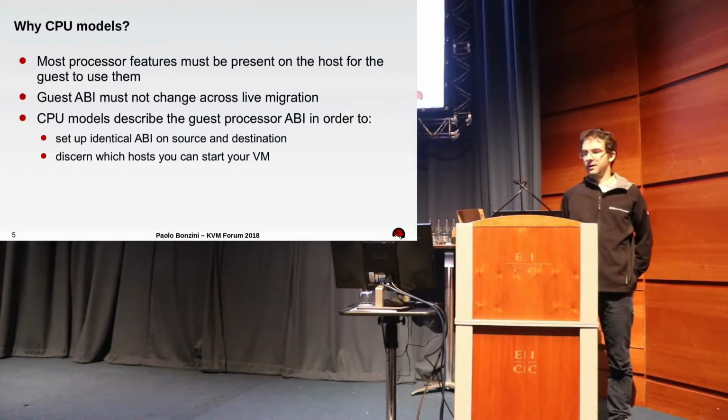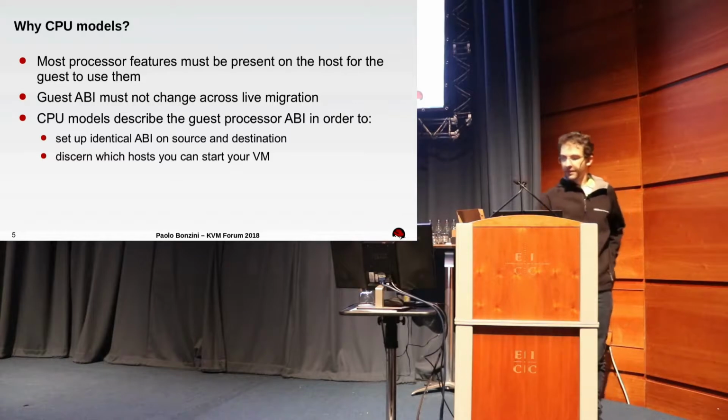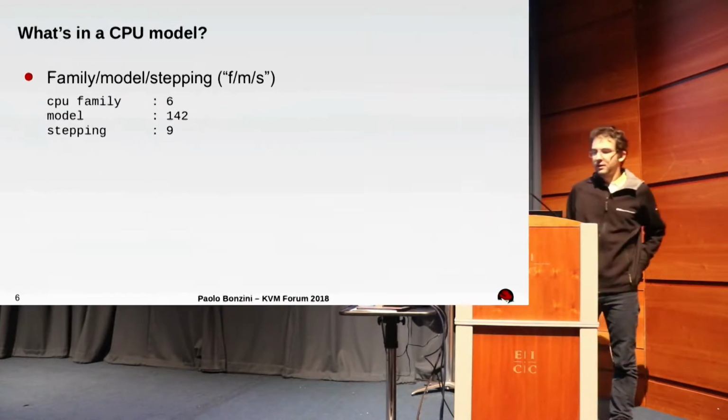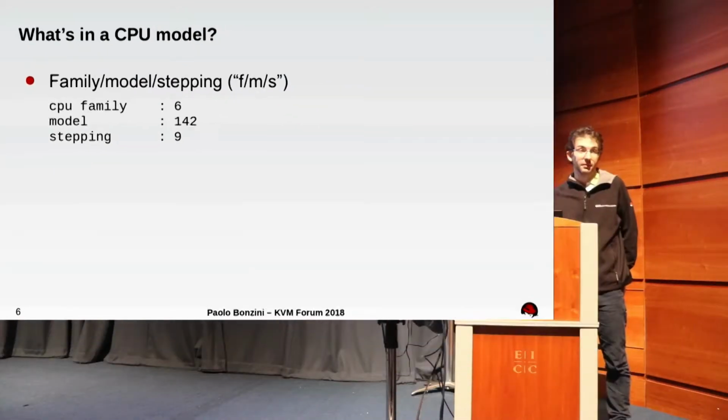And this lets you do two things. Set up identical ABIs on source and destination, independent of what is in the actual processor that you're running on. And also, thanks to knowing the CPU models in advance, you can find out which hosts can be a place for your VM. Like, this machine wants AVX512, this host doesn't have AVX512, sorry, find another host to start it. A CPU model basically consists of family, model, and stepping, which are more or less arbitrary numbers. This one comes from my laptop.